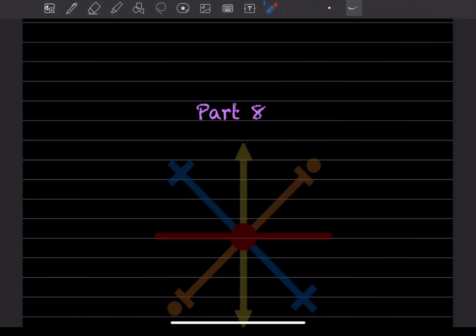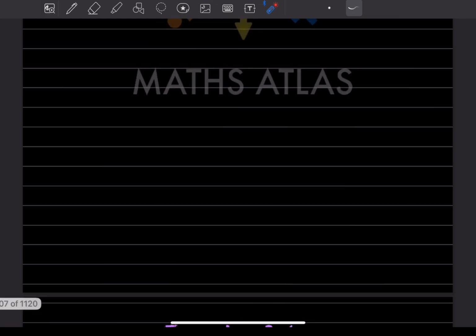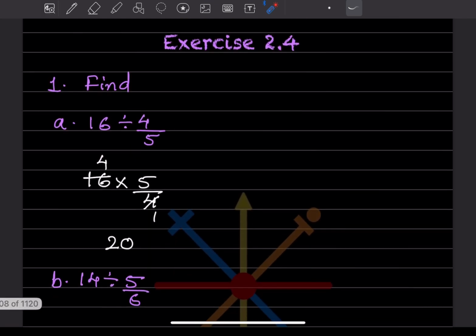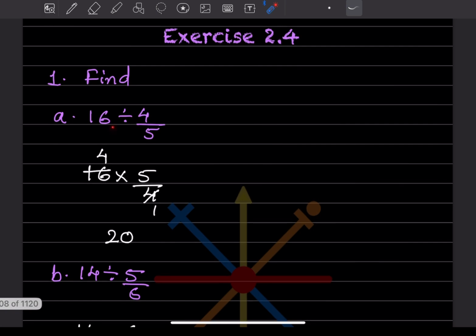So today we'll see part 8 and exercise 2.4. You have to find 6 divided by 4 by 5. Whenever there is a division sign, we have seen such types of examples. This is the left hand side and this is the right hand side. The left hand side remains the same. The right hand side, because this is division, will become multiplication. Since we have changed to multiplication, this is going to get flipped over. So that is going to be 5 by 4.